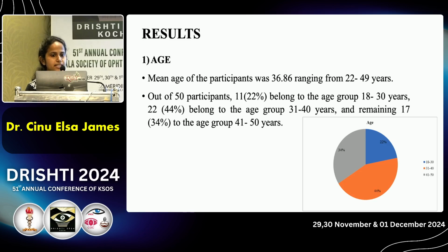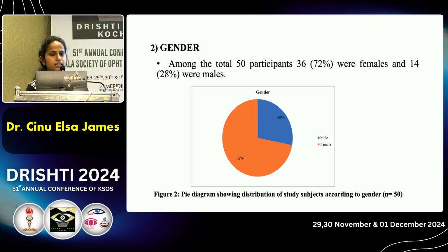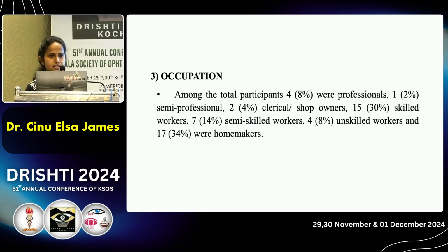Coming to the results: the mean age was 36.86, ranging from 22 to 49 years. Out of the 50 participants, most of them belonged to the age group of 31 to 40 years. Regarding gender, out of 50 participants, 72% were females. And regarding occupation, most of the patients were unskilled workers.